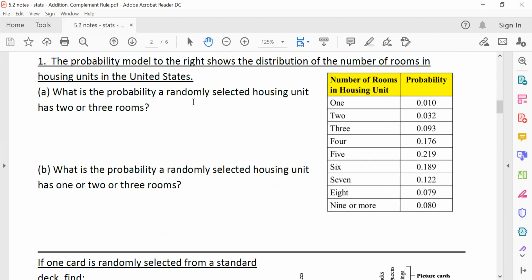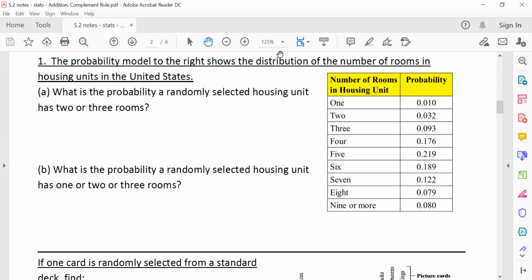As an example, what is the probability that a randomly selected housing unit has 2 or 3 rooms? So we did a survey. We found of all, maybe the entire US population, certain housing units, and 0.01 or 1% of them have 1 room in them. 3.2% have 2 rooms in them. 9.3% have 3 rooms. 17.6% have 4 rooms, and so on. Then you have your really bourgeois mansions down here.